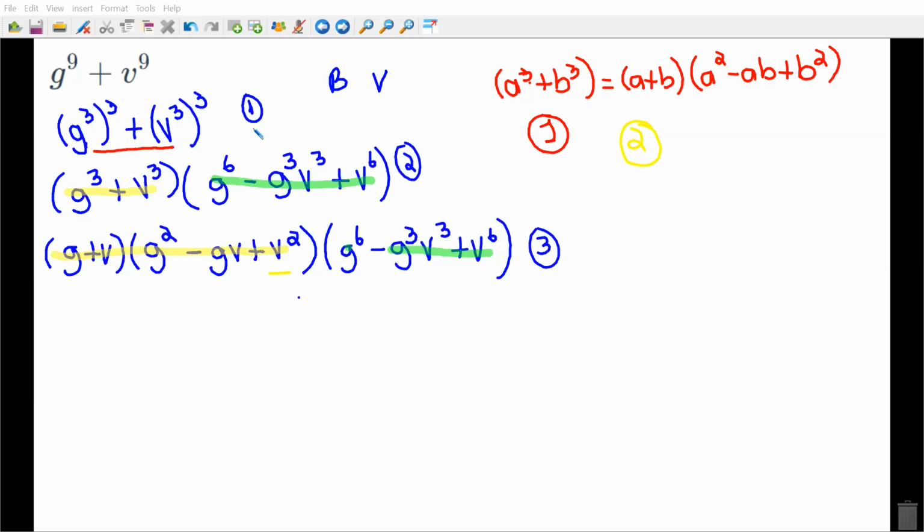Is step 1 factored? No. No? Are you sure? No, no. Is step 2 factored? Yes. Completely? No. Is the third step factored? Yes. Completely? Yes. Okay.